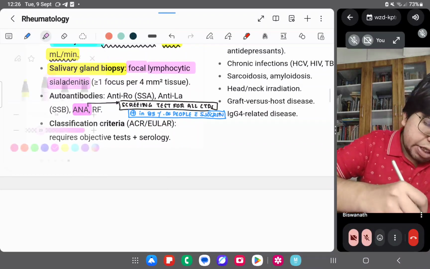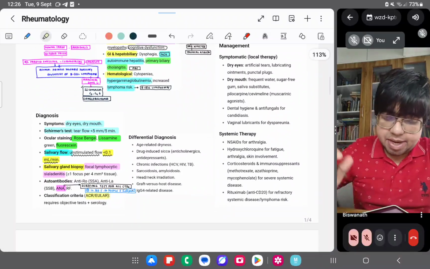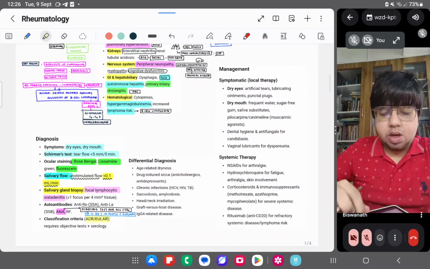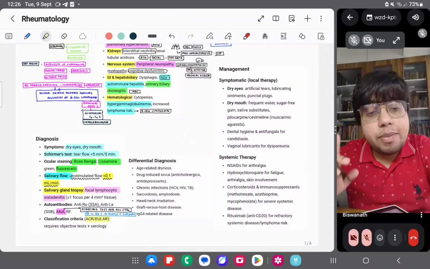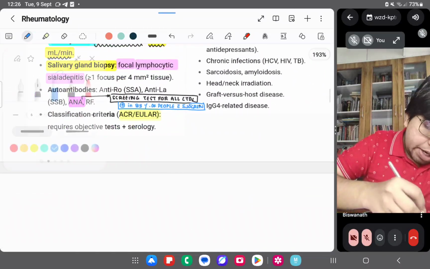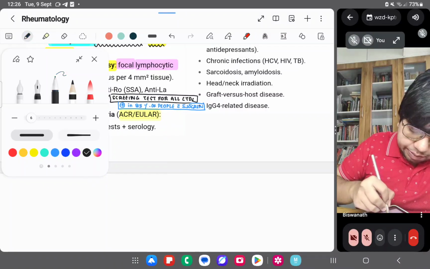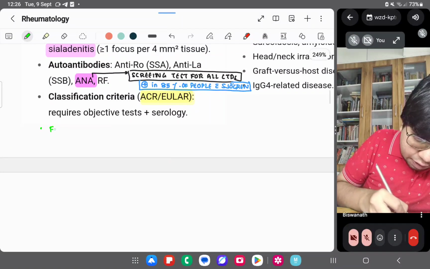Okay, and the classification criteria is ACR or EULAR criteria. Objective test plus serology. Okay, this is done. And the immunological pattern which is commonly seen in Sjogren is basically what is called the fine speckled pattern.